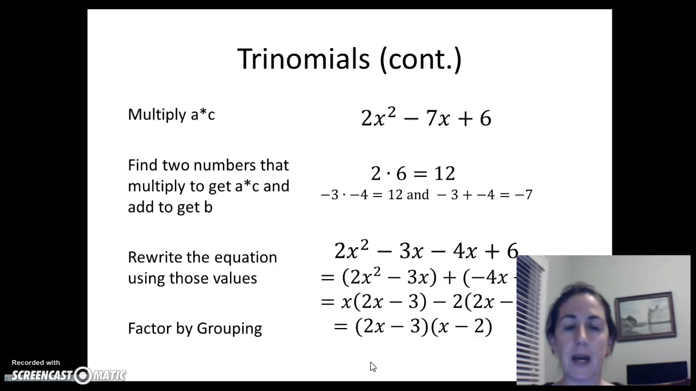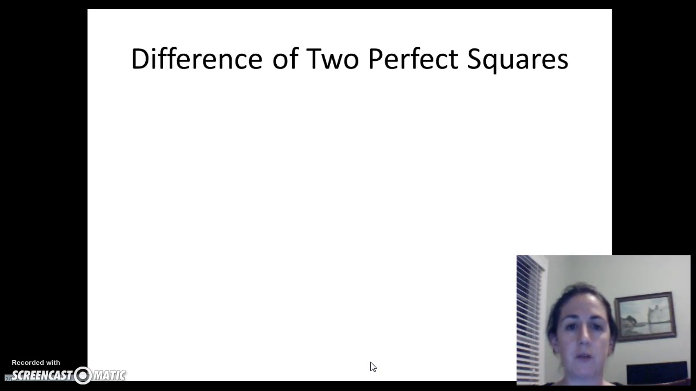The last type of factoring we're going to talk about is the difference of two perfect squares. A perfect square is something you get by multiplying something to itself. For example, 1, which is 1 times 1. 4, which is 2 times 2. 25 is 5 times 5. 36 is a perfect square. That's 6 times 6. Keep in mind variables can be perfect squares as well.